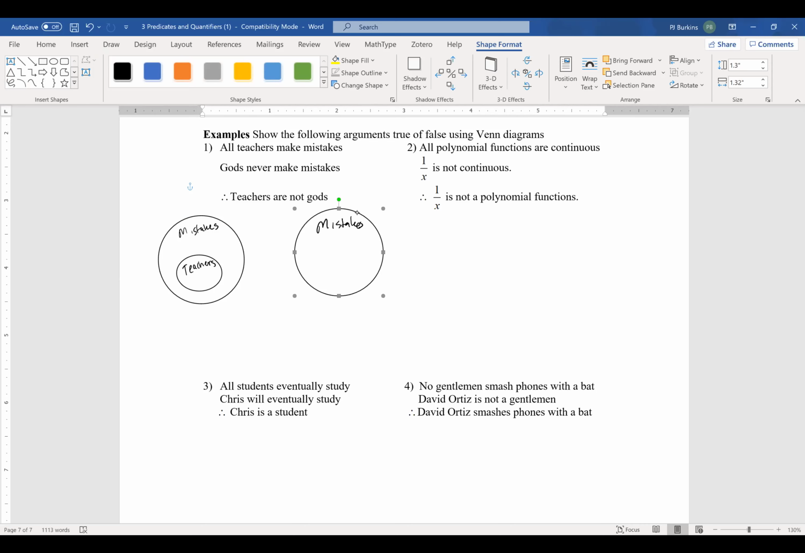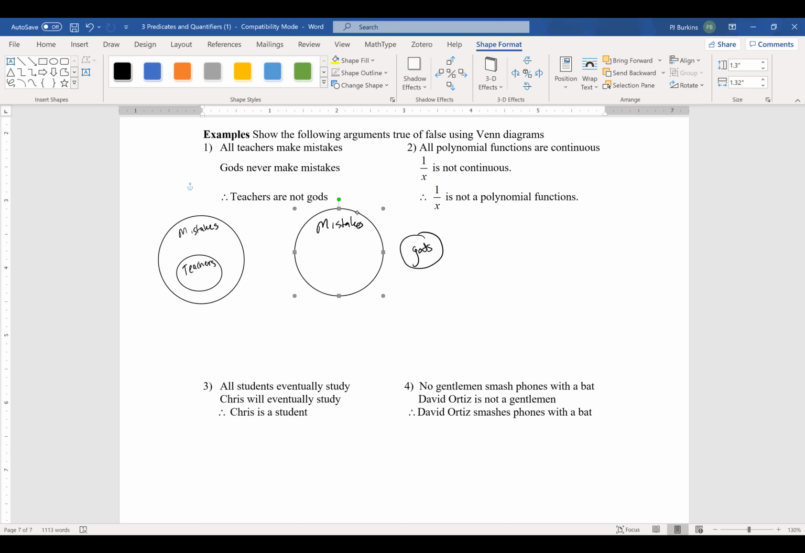And I'm going to use a dot to represent gods, although I think a circle is fine as well. Typically, I would use a dot if it's a subgroup of teachers. So let's just go ahead and use another circle. But you may do either.